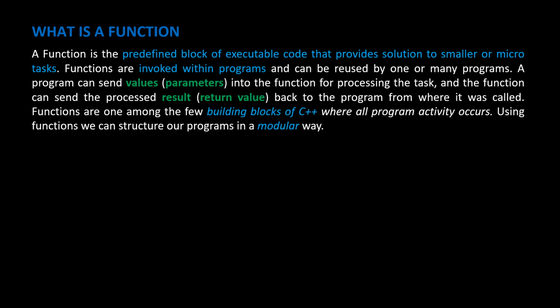What is a function? A function is the predefined block of executable code that provides solution to smaller or micro tasks. Functions are invoked within programs and can be reused by one or many programs. A program can send values, or parameters, into the function for processing the task, and the function can send the processed result, or return value, back to the program from where it was called.